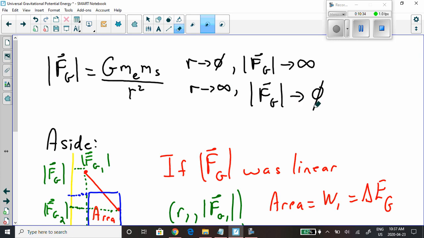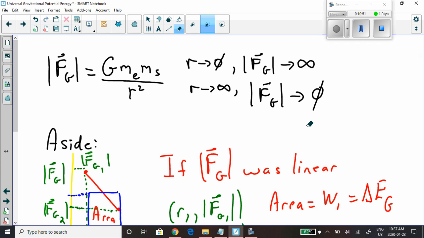The further apart these objects are from each other, the weaker the gravity. The force of gravity is dictated by the fact that the gravitational field, as you get further and further away from the mass that creates that gravitational field, gets weaker and weaker and weaker.